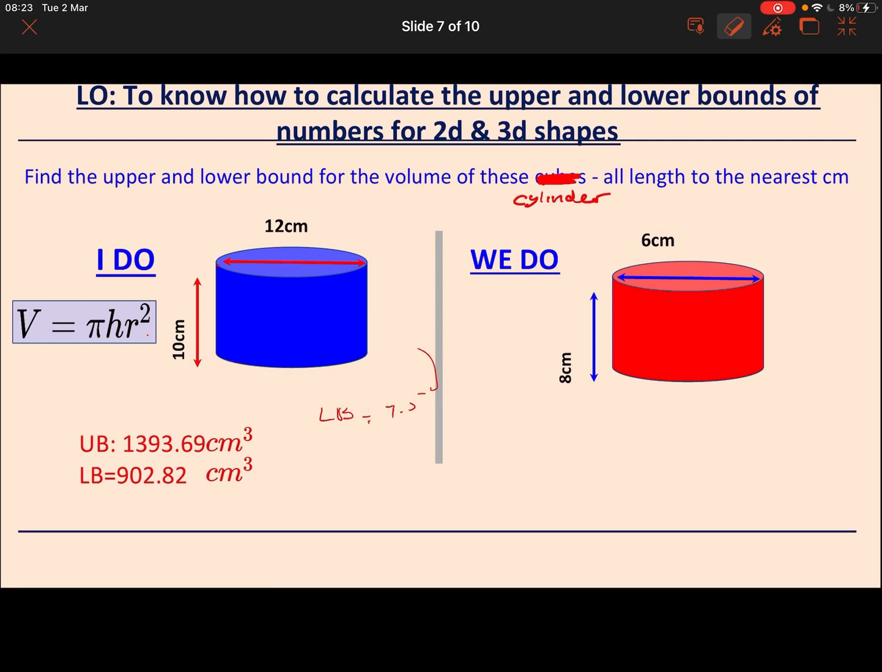Right, I'm just going to rub that out so you can see it better. So our upper bound is going to be 1,393.69 centimeters cubed, and our lower bound is going to be 902.82 centimeters cubed. So I want you to have a good go at the next set of questions.